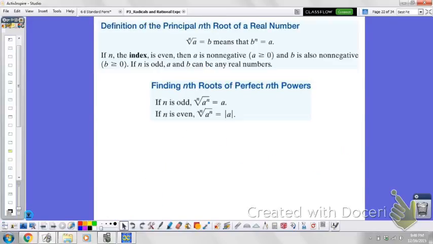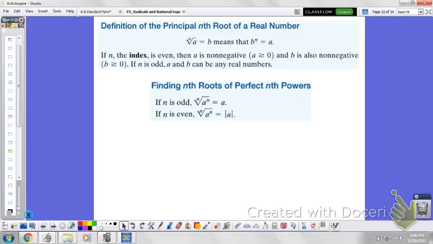So here we have the definition of the principal nth root of a real number. It says if we have the nth root of a that is equal to b, it means that b to the power of n is equal to a. And if n, the index, is even, then a is non-negative, or greater than or equal to 0. And b will also be non-negative. But if n is odd, a and b can be any real numbers.